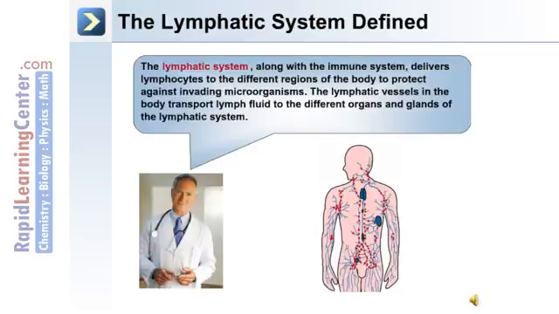The lymphatic system, along with the immune system, delivers lymphocytes to different regions of the body, and these cells function to protect against invading microorganisms. The lymphatic vessels in the body transport lymph fluid to the different organs and glands of this system.